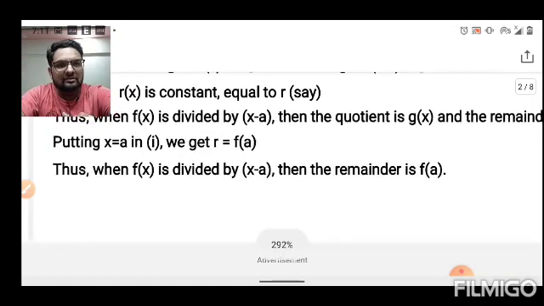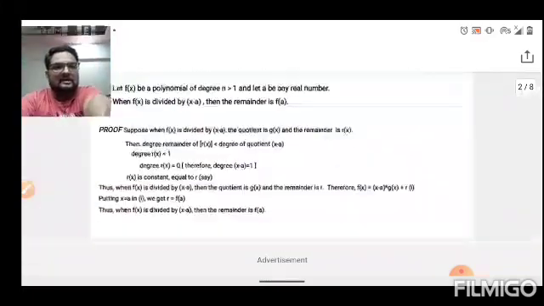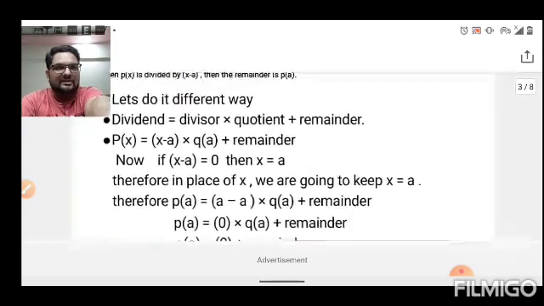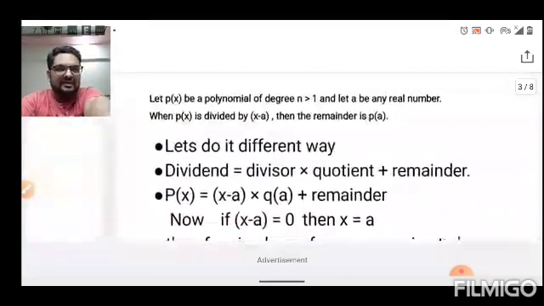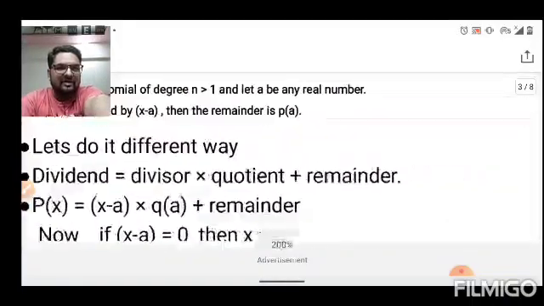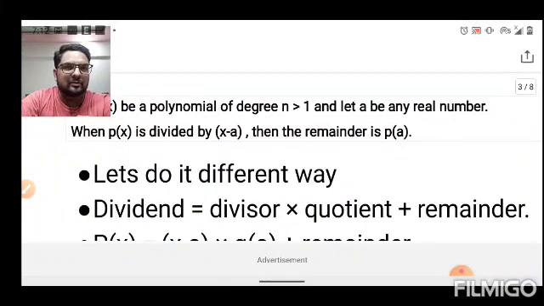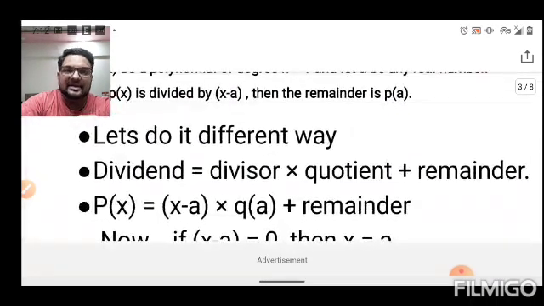To understand this topic better, let me go with the next slide, which will give you more idea of what I wanted to explain in the previous slide on the remainder theorem. Here the same thing: if p of x is a polynomial of degree greater than 1 and a is a real number, when p of x is divided by x minus a, the remainder is p of a. Let's see how it happens. Let's do it in a different way.